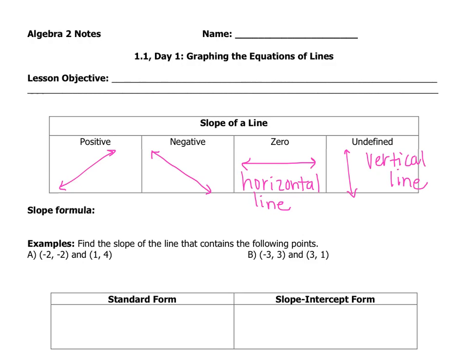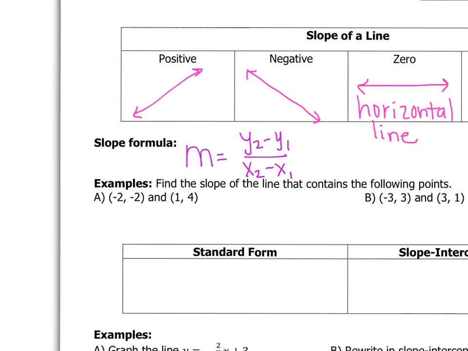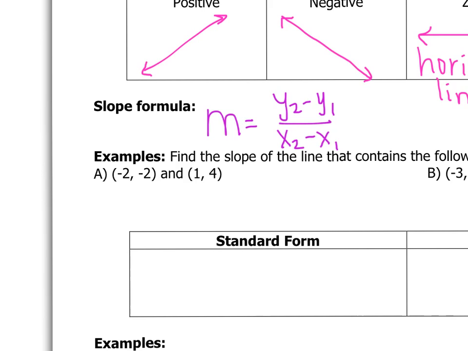The formula to find the slope between 2 points is m equals y2 minus y1 over x2 minus x1. That should look very familiar to you. So the first two examples are just finding the slope of the line containing the 2 points given. So for the first example, we will use the first point as x1, y1, and the second point as x2, y2. So we know exactly what to plug in each part of that slope formula.